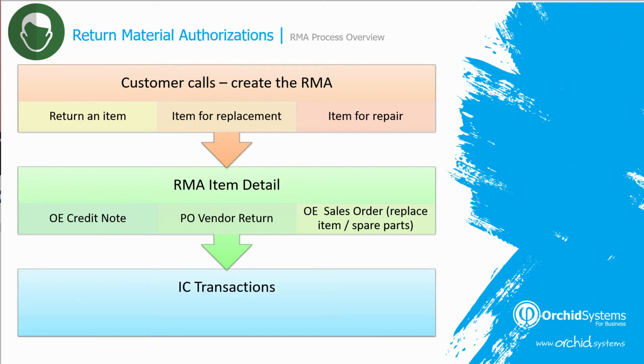But when the credit note is created, an IC transaction would be created if the credit note was of type return to stock. And if returning to your vendor, i.e. you create a PO vendor return, then the item will be taken out of your stock. And for your replacement goods, it's only once you ship the sales order that the items will be taken out of stock, and that's the same for spare parts that might be used on repairs.